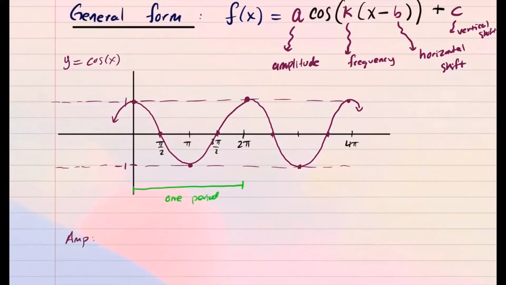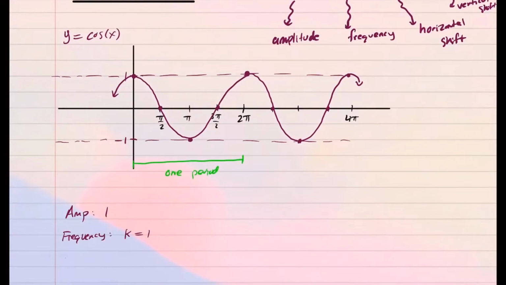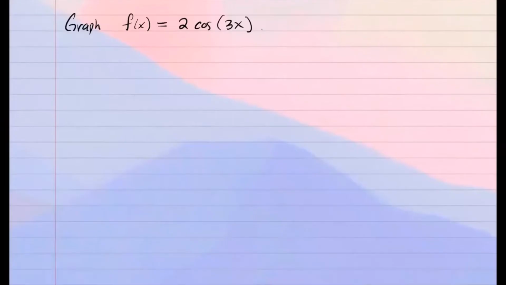So the amplitude is 1. We know the frequency is going to be 1. We can call that k. That's 1. And the period, the formula for the period is going to be p equals 2 pi over k, because k tells you how many cycles you're going to have in one period. So since k is 1 in this case, it's going to be just 2 pi. Let's go ahead and graph this function.